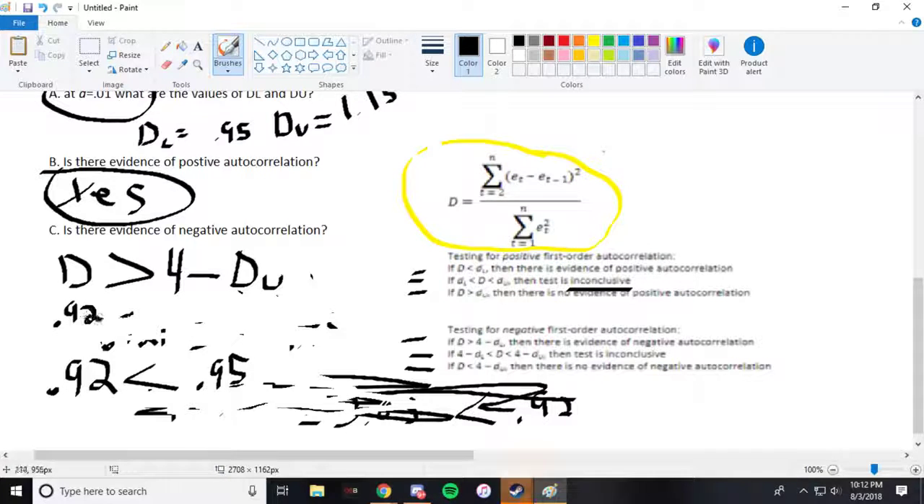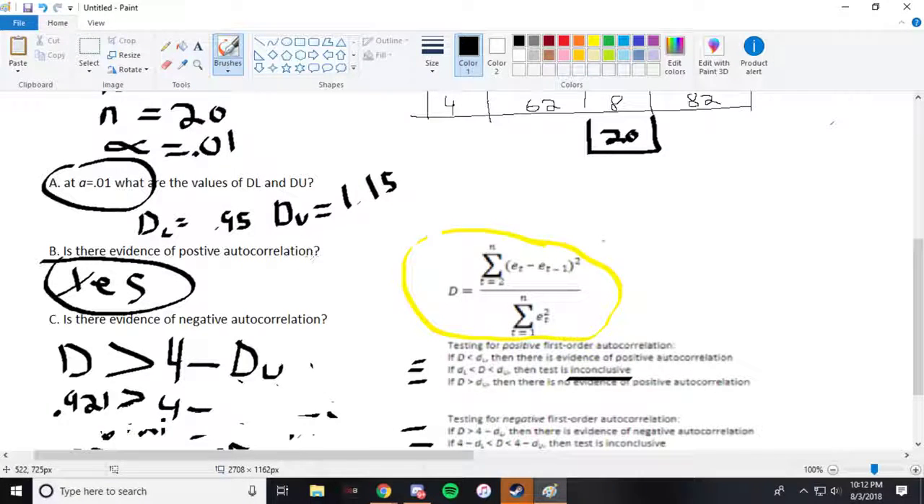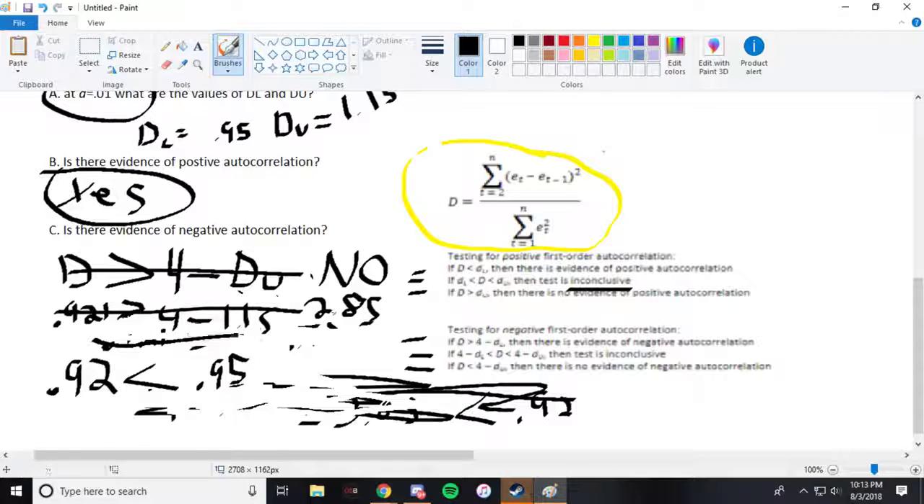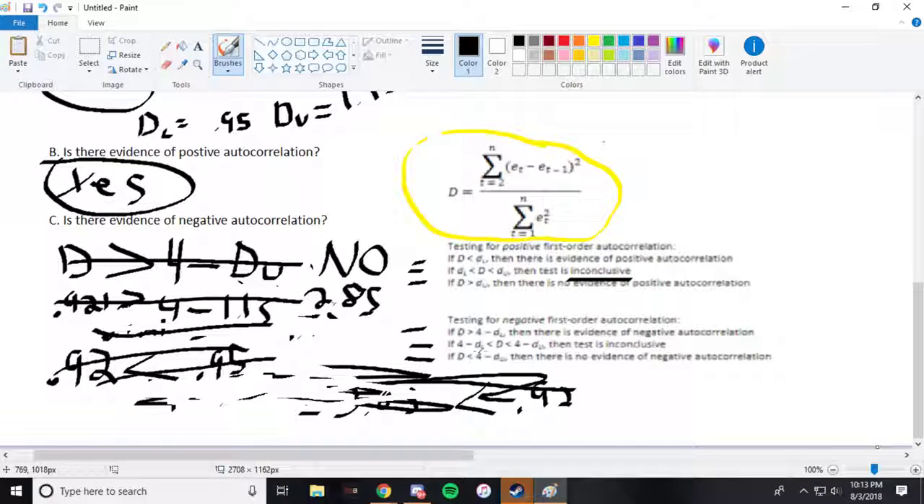If 0.921 is greater than 4 minus our DU value of 1.15, which gives us about 2.85, I'm assuming. So obviously 0.9 is not greater than 2.85. So this is incorrect. So there is no evidence of negative autocorrelation. And there are a few other things you can do to see if the test is inconclusive or if there is no evidence.